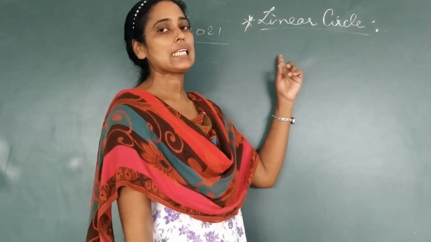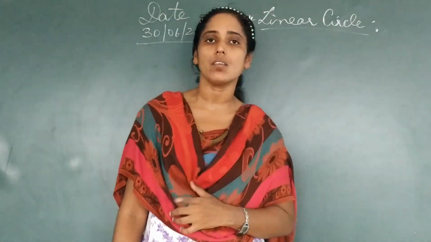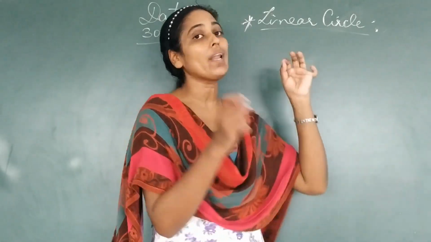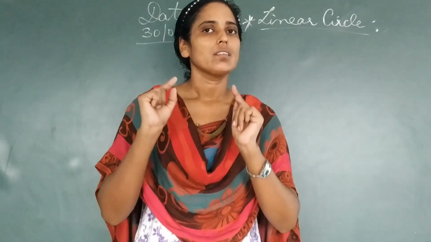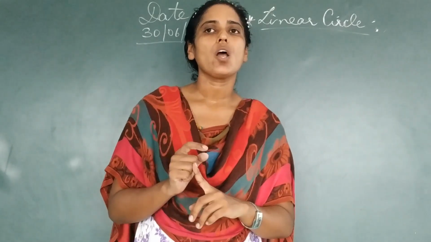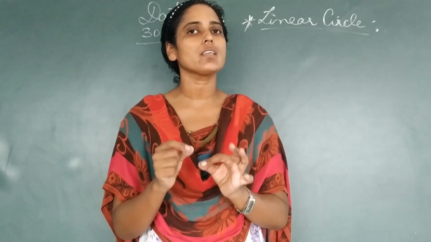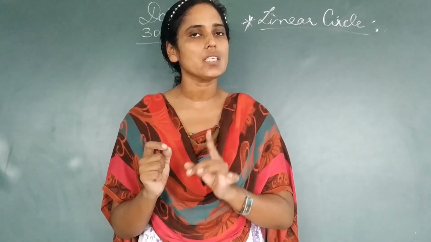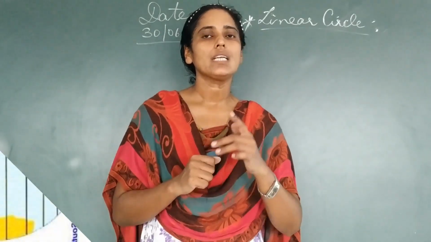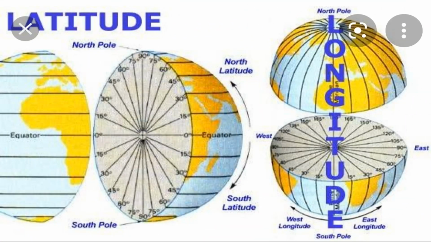Now the next topic is the meridian circle. What is a meridian circle, students? Meridian means connecting to a line. Okay, so the north-south straight line connecting the imaginary surface of the earth to the Earth's axis at the same angular distance along the Earth's surface is called a meridian circle or semicircle.